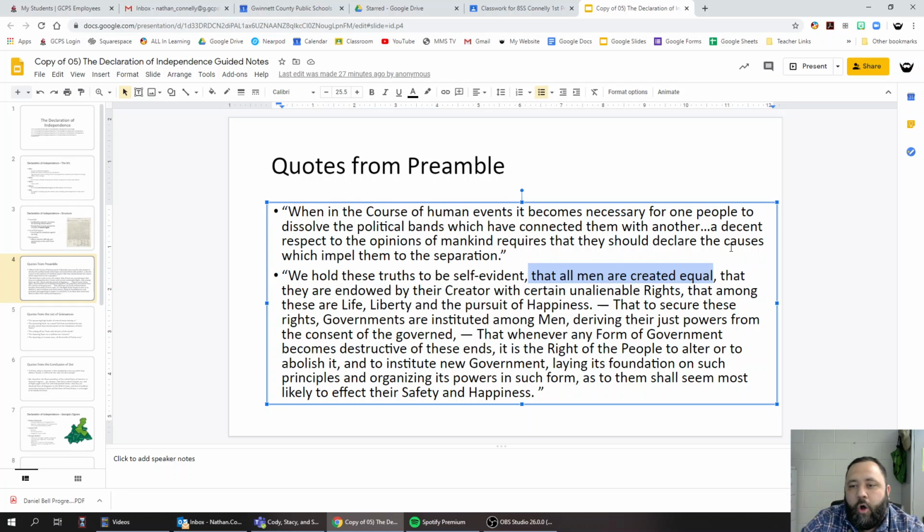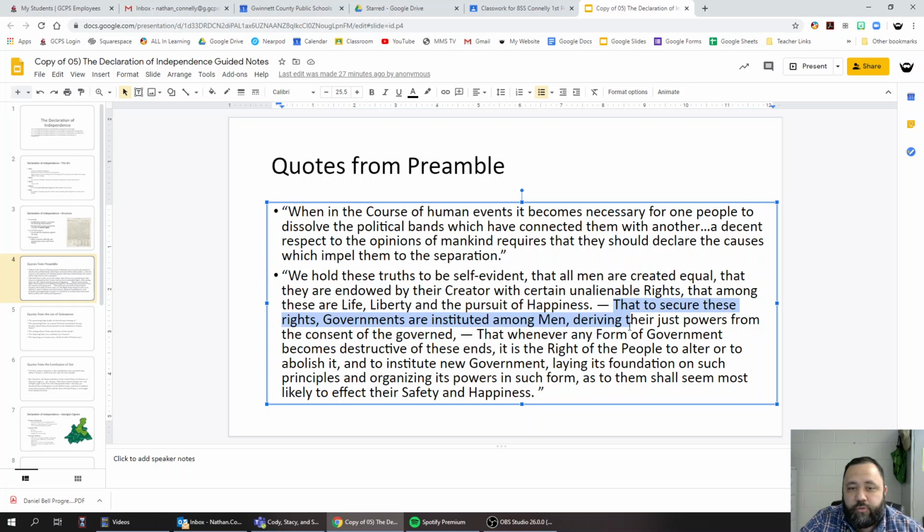"That all men are created equal, that they are endowed by their Creator with certain unalienable rights." So basically, these rights come from our Creator, from our God in a sense, but not necessarily the Christian God, just whoever you believe is your Creator. "That among these are life, liberty, and the pursuit of happiness." So basically the right to live, the right to have freedom over and control over yourself and your property, and to pursue the things that bring you joy. Okay?